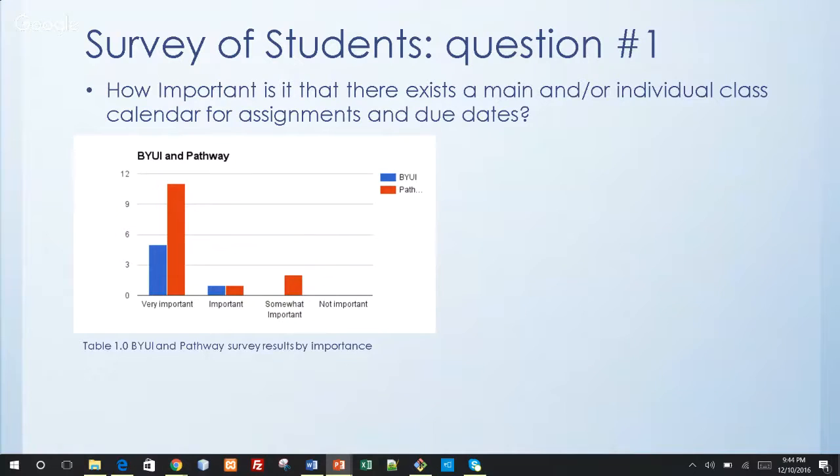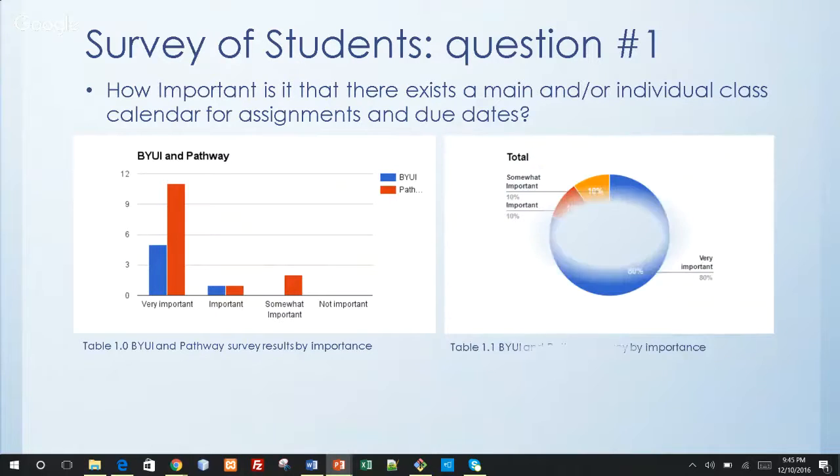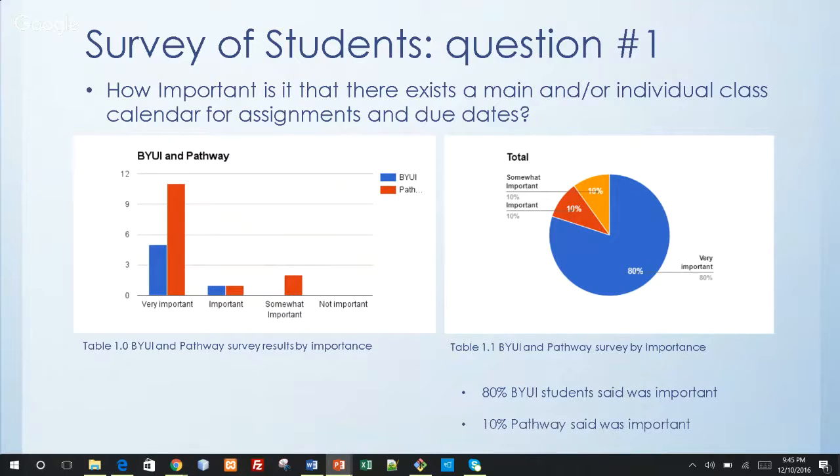So the surveys were given to both BYU Idaho and Pathway students. And both BYU Idaho and Pathway students said it was very important that they have a calendar for these due dates. And then 80% said it was important, and 10% said it was somewhat important. 8% said it was very important, and 10% said it was just important.